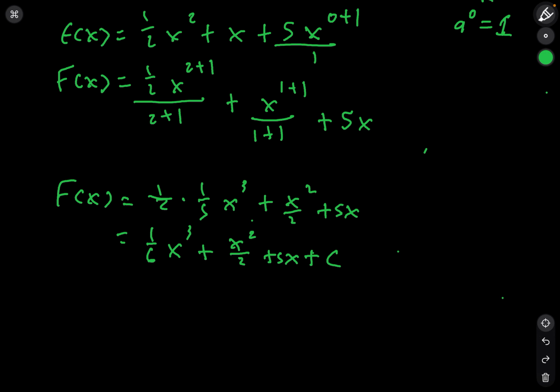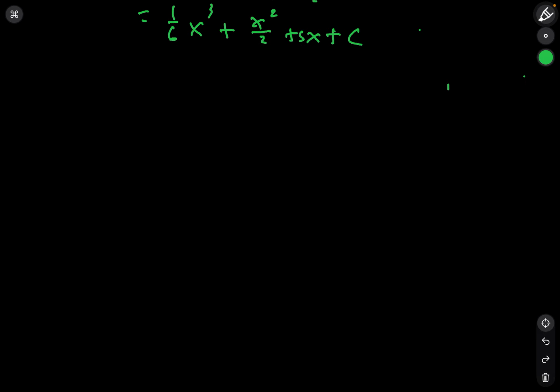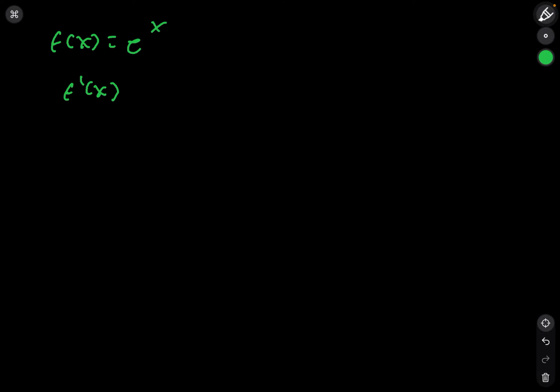So let's go to another example. And this is very important. Let's say we had the function e to the x. Now, since we're not doing u sub in this video, we're not going to do e to the 2x or something like that. No, we're not going to do that. We're just going to talk about e to the x.